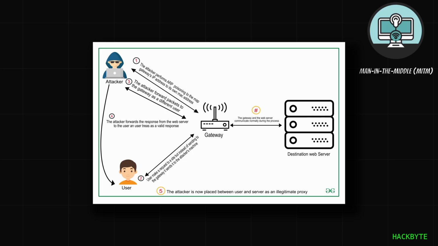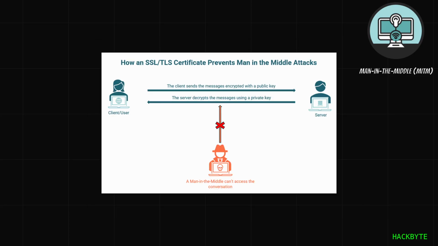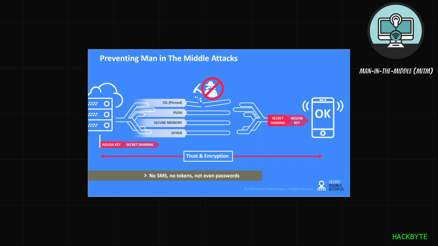Defenders should encrypt traffic end to end with TLS, enforce HSTS, and certificate validation. Consider certificate pinning for critical apps, and detect anomalous network routing. Encrypt everything in transit and monitor for abnormal certificate or routing changes.